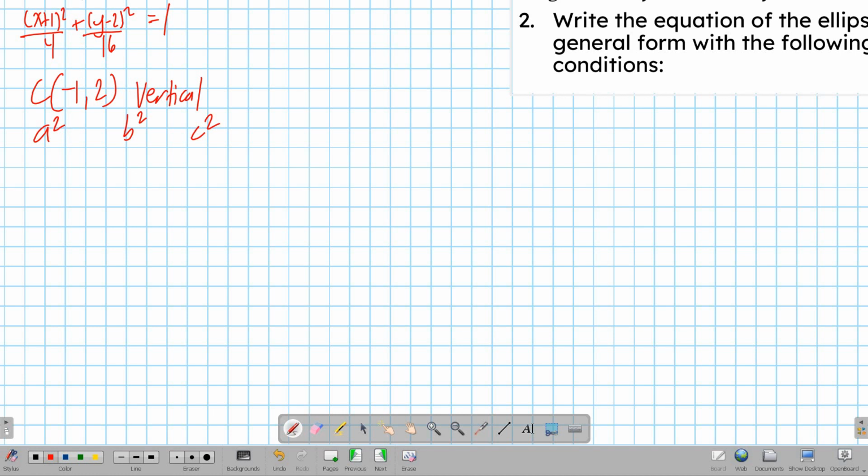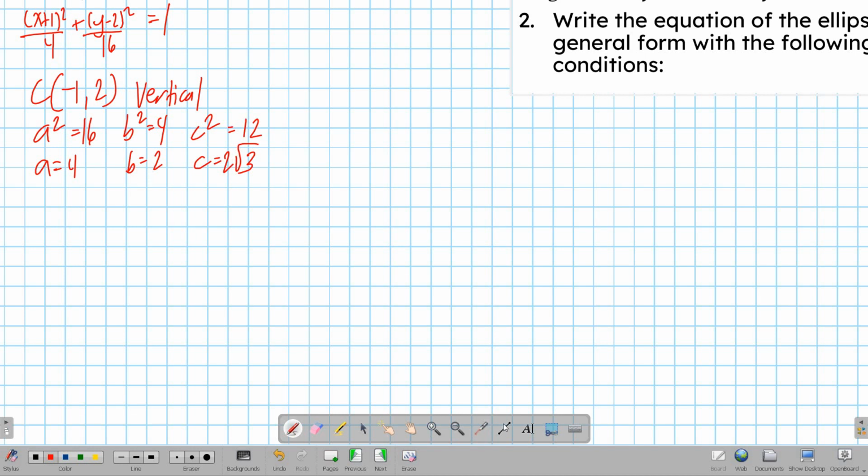A squared, again, is the biggest denominator, so that's 16. B squared is 4. C squared would be a squared minus b squared. That's 16 minus 4, which is equal to 12. So therefore, A would be equal to 4, B would be equal to 2, and C would be equal to 2 square root of 3.